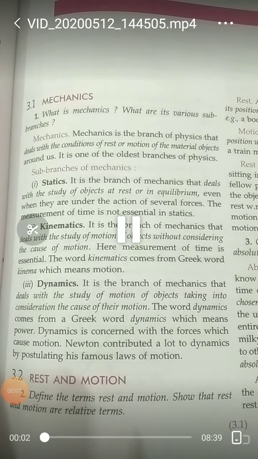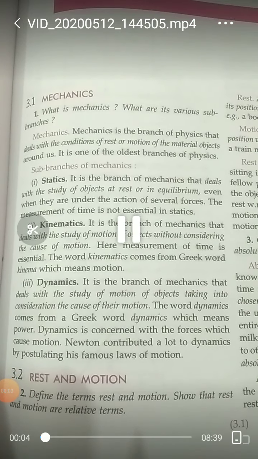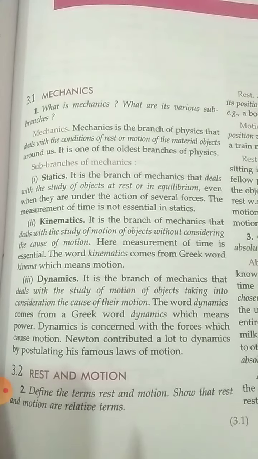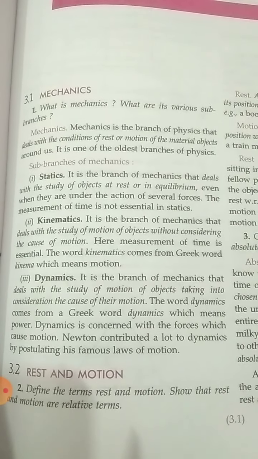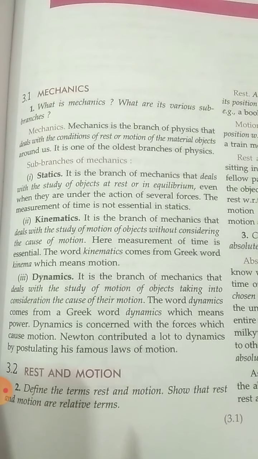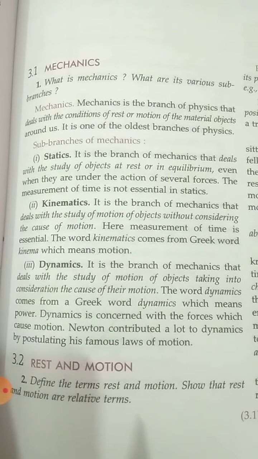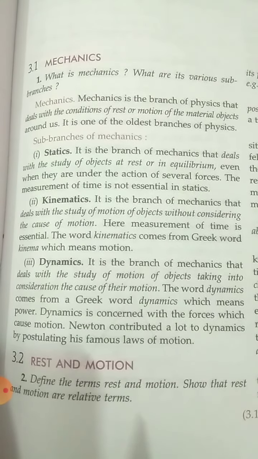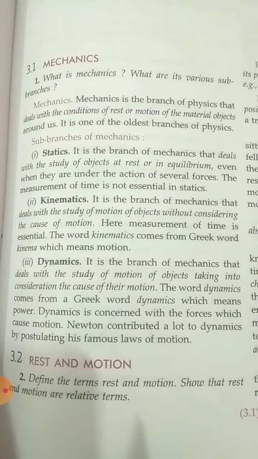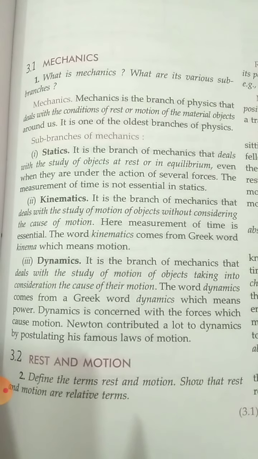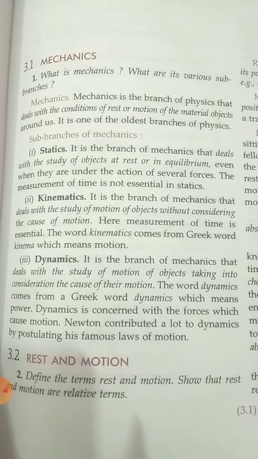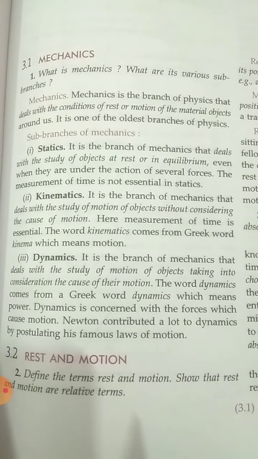Now let us start with the new chapter, Motion in a Straight Line. You have studied this chapter in class 9th, and almost 30% of the chapter is theoretical, and today I will only explain these things. No need to write these notes in your notebooks; this is only brushing up of your mind. Now, what is mechanics?